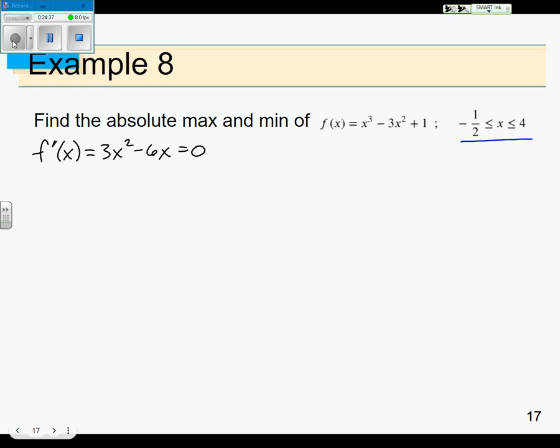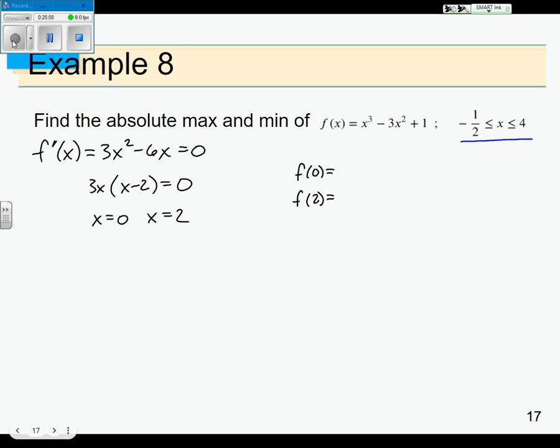f prime equals 0, I just have a simple factoring here. I see they both have a 3 in common, they both have an x in common. So I pull out that 3x, I get 3x equals 0, which is just x equals 0. And I get x minus 2 equals 0, which just gives me x equals 2. So I'm going to make myself a little list over here of all my critical numbers. Something's happening at f of 0, something's happening at f of 2.